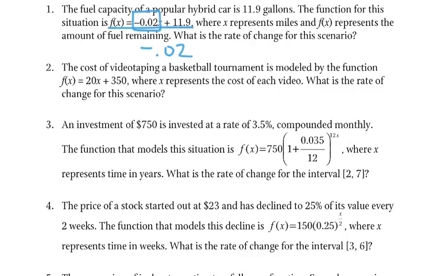Okay. Number 2, same idea, videotaping a basketball tournament. We've got this function, 20x plus 350. X represents the cost of each video. What is the rate of change? Once again, look for the term with the x, so it's 20. So for each video, it would cost $20 more.